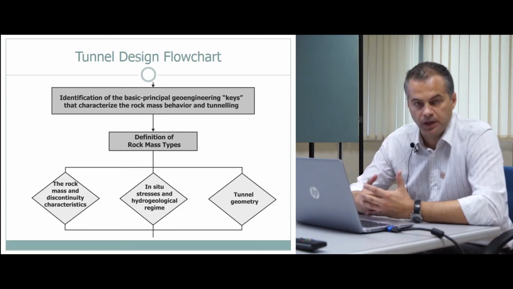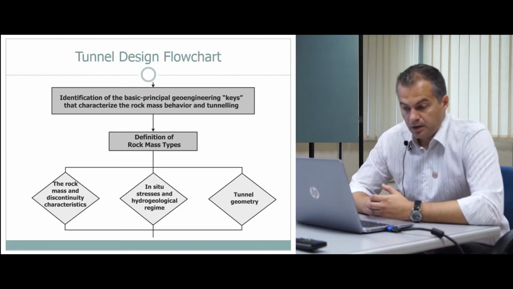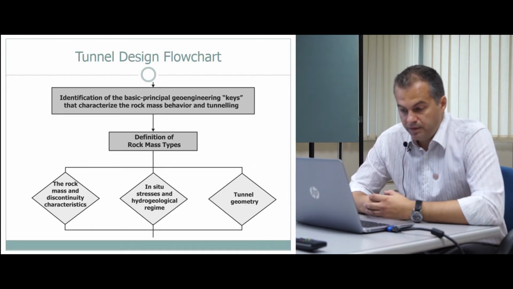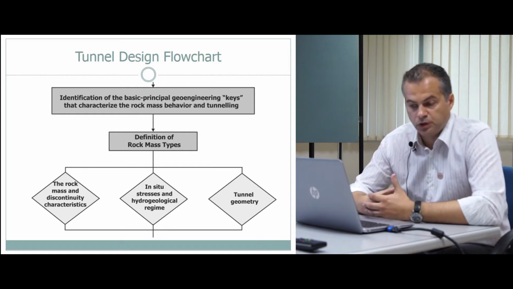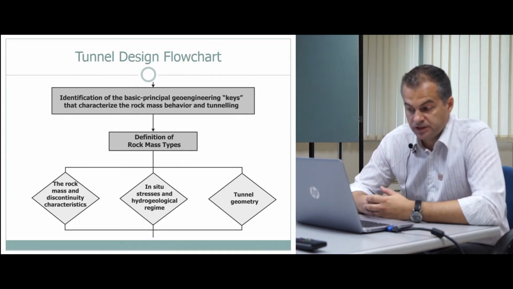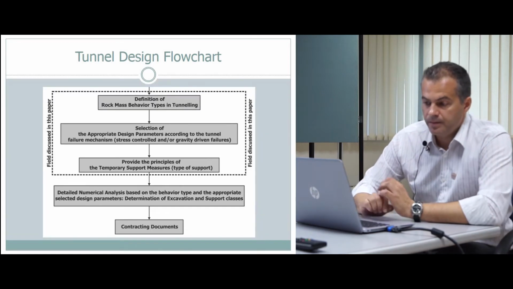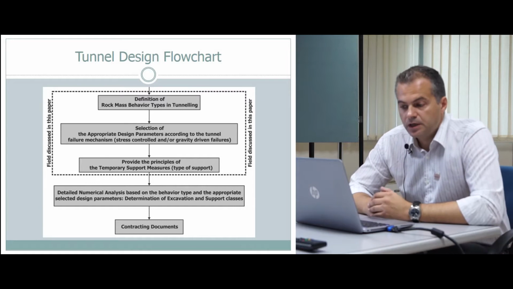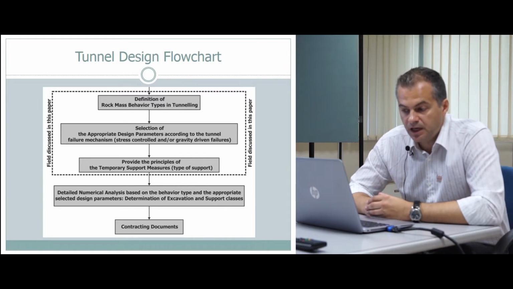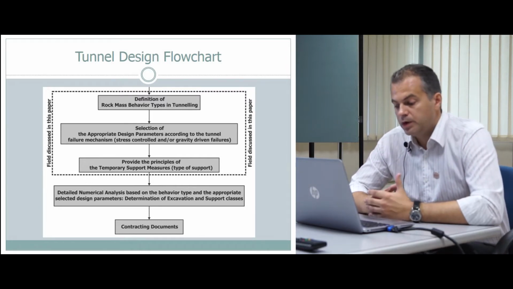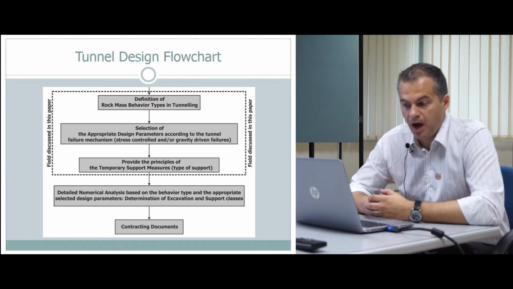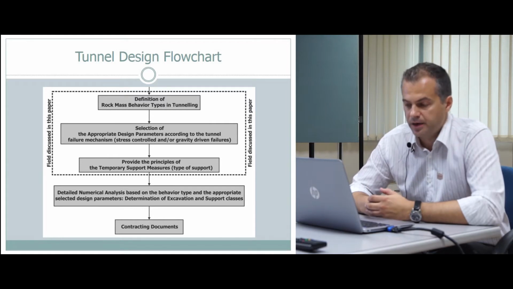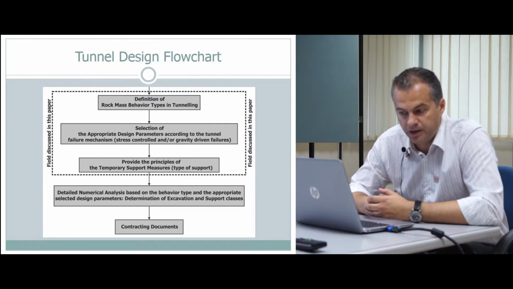So if we consider the rock mass, the ground mass, and discontinuity characteristics, in situ stresses and hydrogeological regime, and of course the tunnel geometry, then we can proceed to the definition of rock mass behavior types in tunneling. We can be more sure about which are the critical design parameters according to the tunnel failure mechanism.